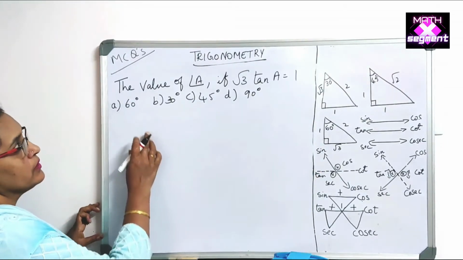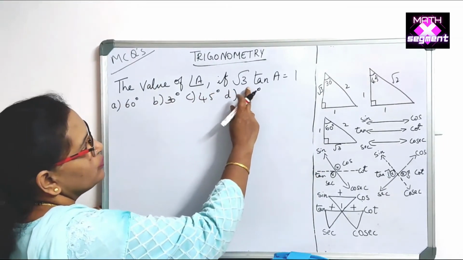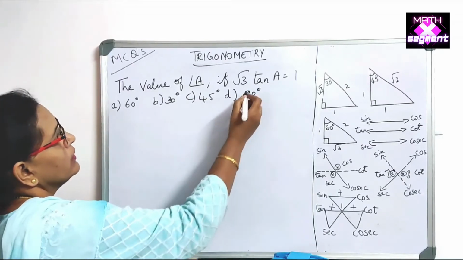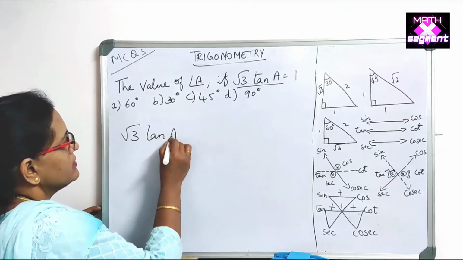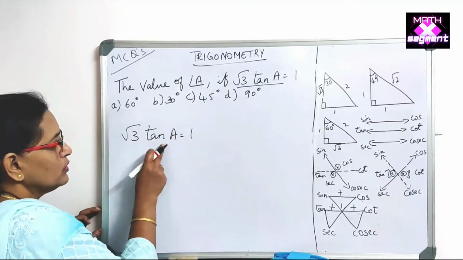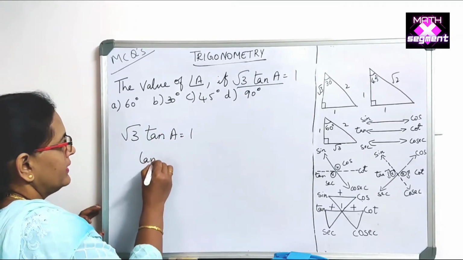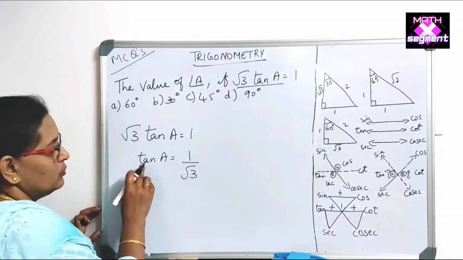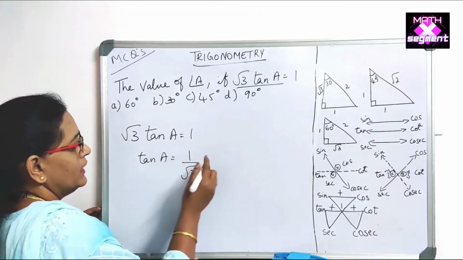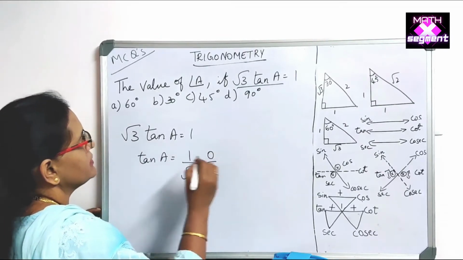Let's solve the next question. The value of angle A if root 3 tan A is equal to 1. So what they have given here, root 3 tan A is equal to 1. We don't want root 3 tan A, we want only tan A. So tan A is nothing but 1 by root 3. So what is the formula for tan A? It is opposite by adjacent.